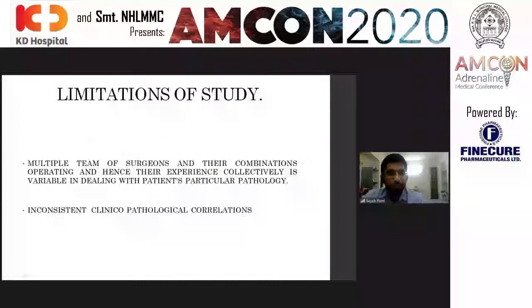Next, please. A limitation of the study is that multiple surgeons, along with their experience, show variability in dealing with patients with particular pathology. Next, please.